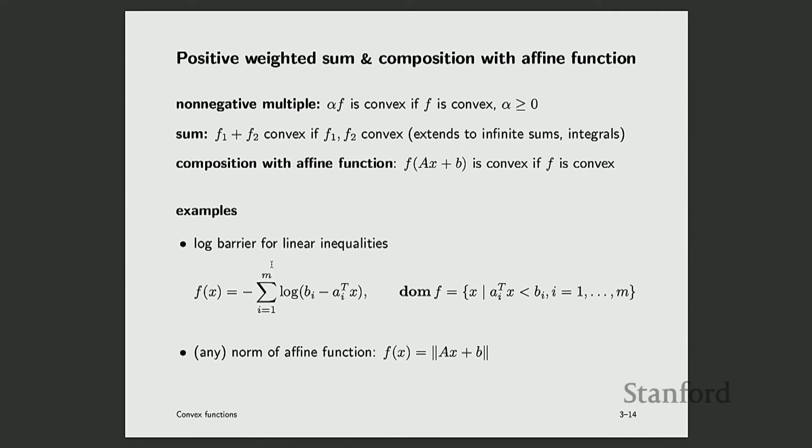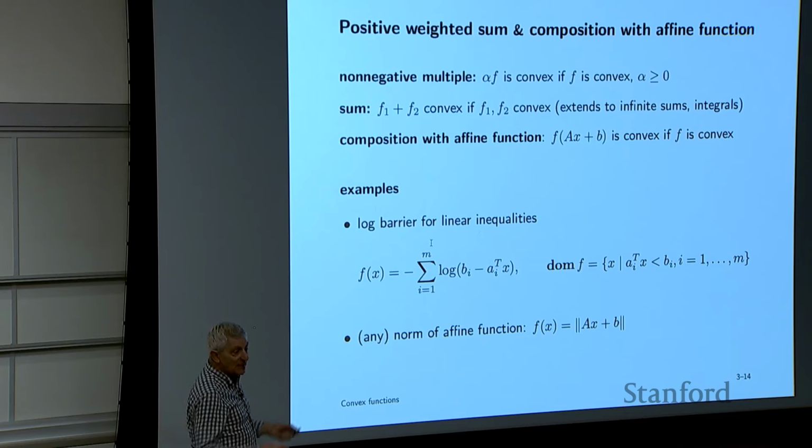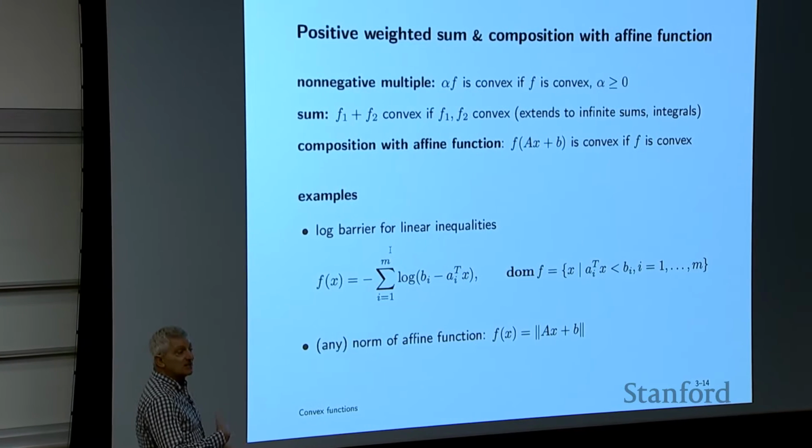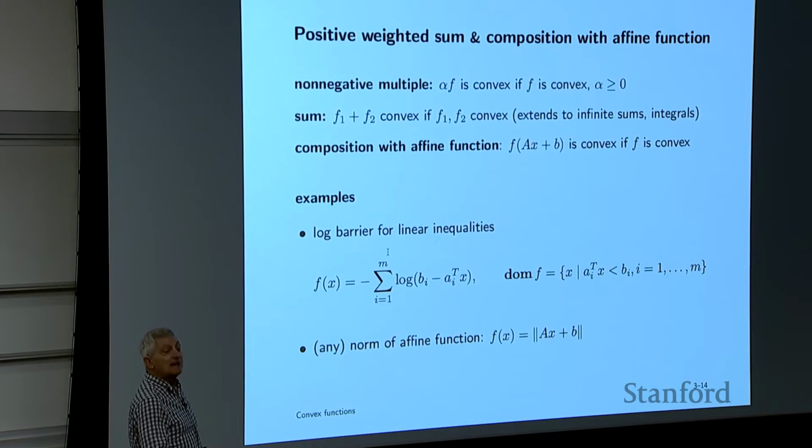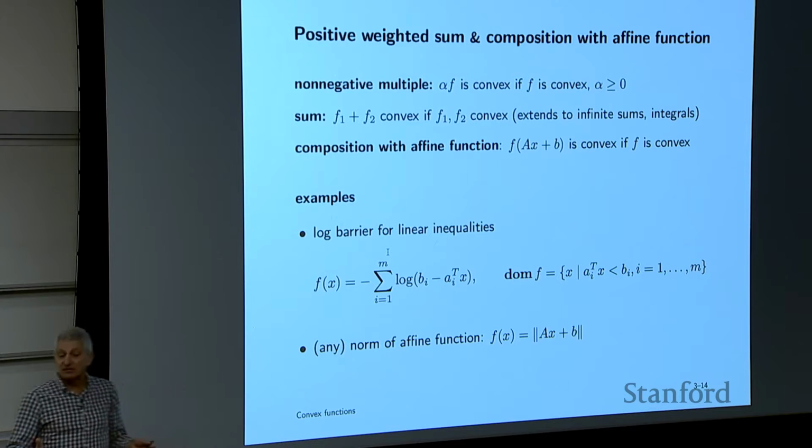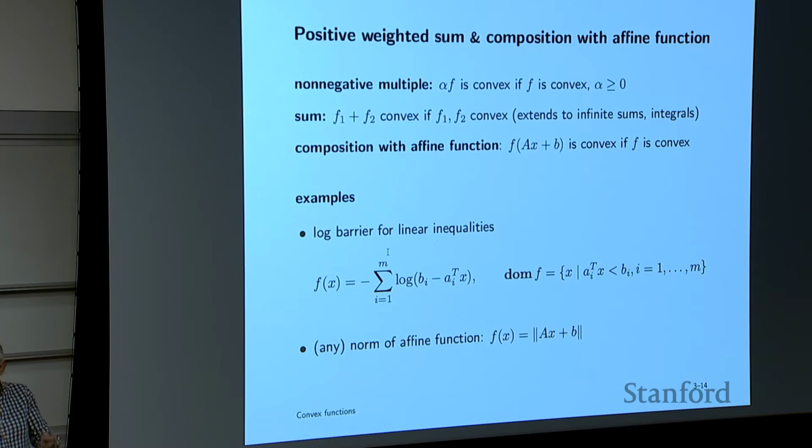Precomposition with an affine function. Precomposition refers to the fact that the affine function appears first. So first I apply an affine function, I map x to Ax plus b, and then I take this convex function f. And that preserves convexity. Again, that's a 3-liner, and these are the kind of things you might want to just show yourself.